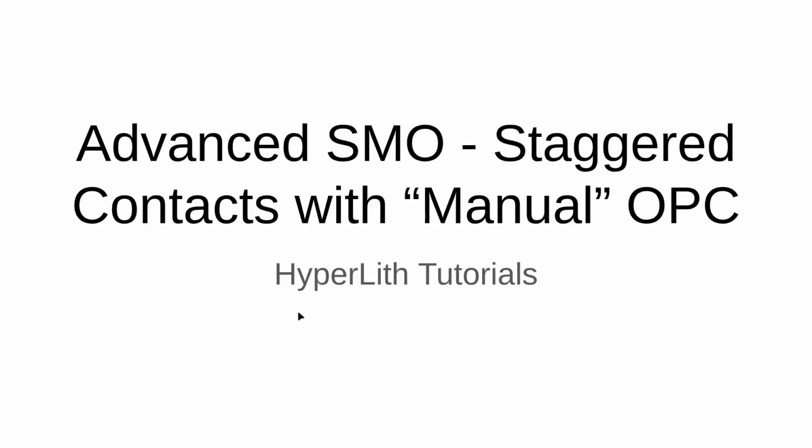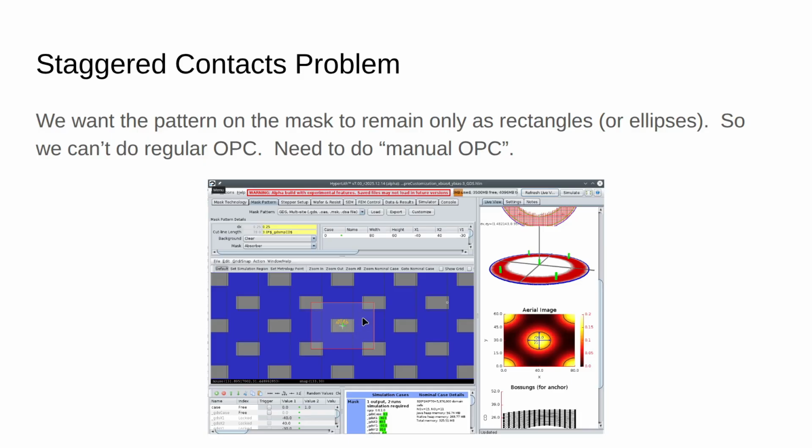In this video, we're going to talk about some advanced source mask optimization. It's advanced because we're going to do manual OPC rather than the regular OPC. So here we have a staggered contacts pattern. And the idea is that we want to keep this pattern as rectangles, or we could keep it as ellipses. When we want to keep these as just standard rectangles, then we can't do regular OPC.